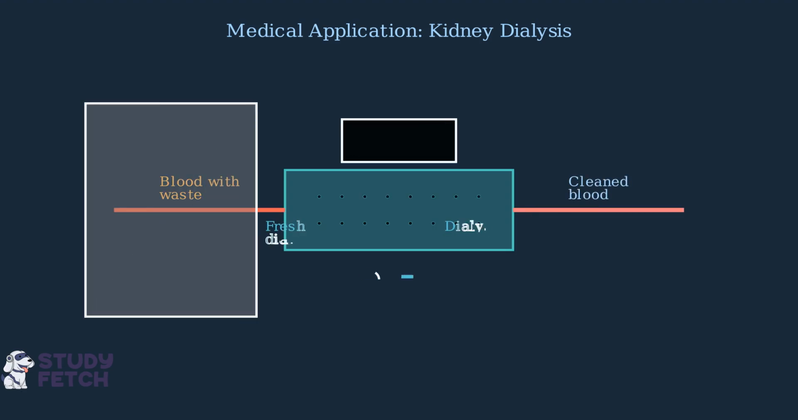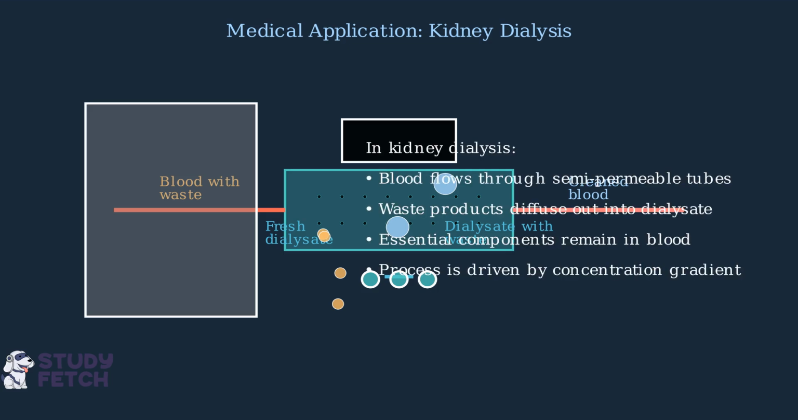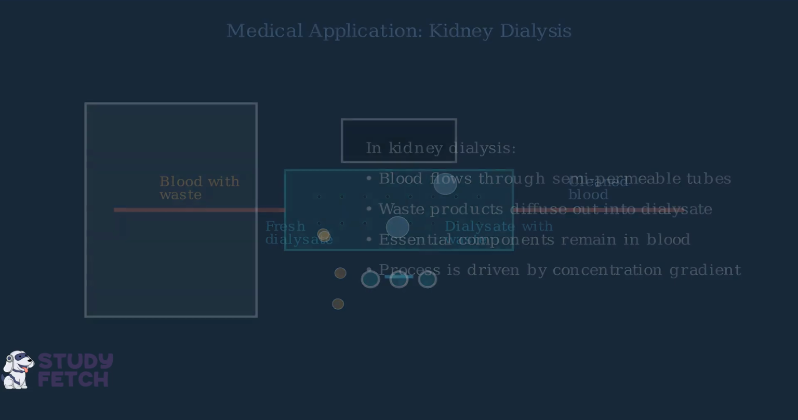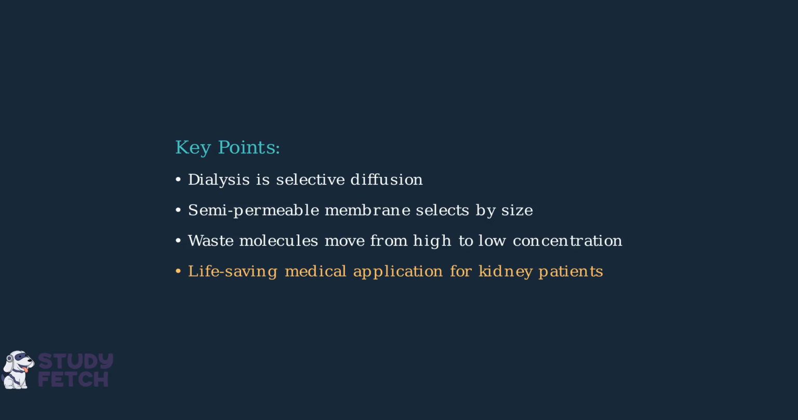In a dialysis machine, blood flows through semi-permeable tubes inside a dialyzer. A special fluid called dialysate surrounds these tubes. Waste molecules like urea and creatinine diffuse from the blood into the dialysate due to concentration gradients, while essential proteins and cells remain in the bloodstream. This process essentially performs the filtering function of healthy kidneys. The cleaned blood is then returned to the patient, while the waste-filled dialysate is discarded. Dialysis demonstrates selective diffusion through a semi-permeable membrane, allowing small waste molecules to pass while retaining essential components. This principle saves countless lives every year.